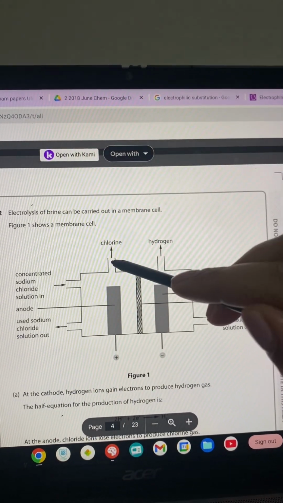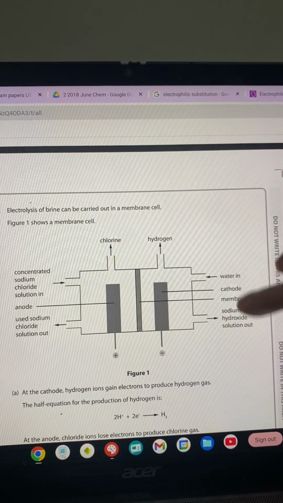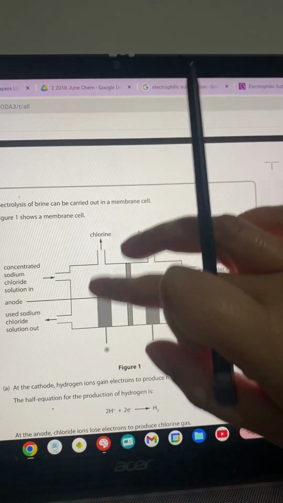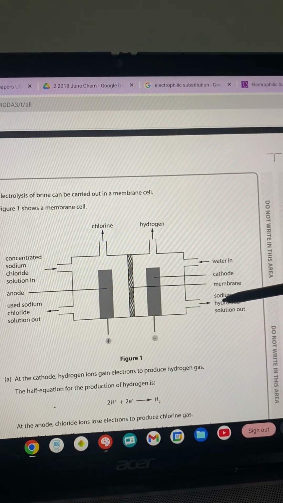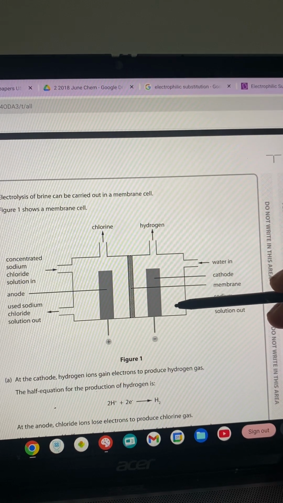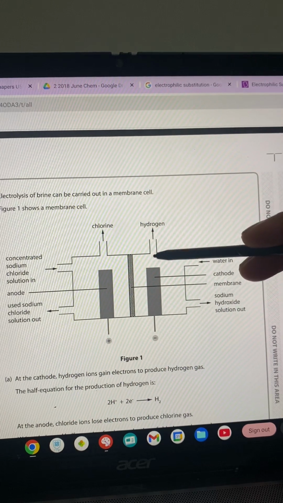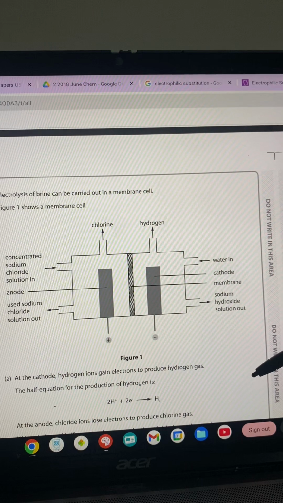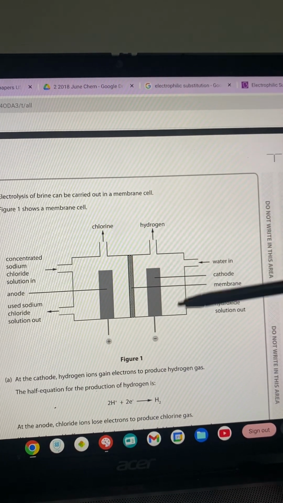So if we just have a look at this membrane, okay? Chlorine is being produced there, and sodium hydroxide is obviously produced on this side, sorry, okay? And chlorine is produced here, okay? And we've got a barrier down the middle. If sodium hydroxide is here and chlorine was also being collected on this side, there's a chance that the chlorine will react with the sodium hydroxide, and that's not good, okay? Because at the end of this, we need to collect chlorine and sodium hydroxide separately.